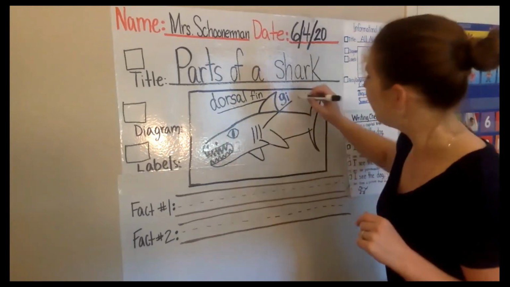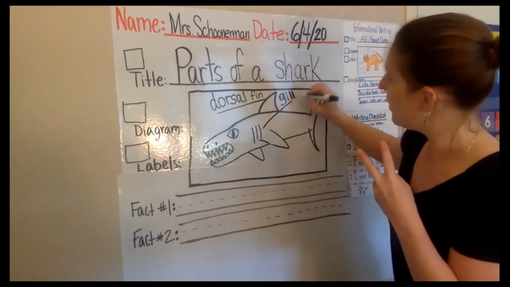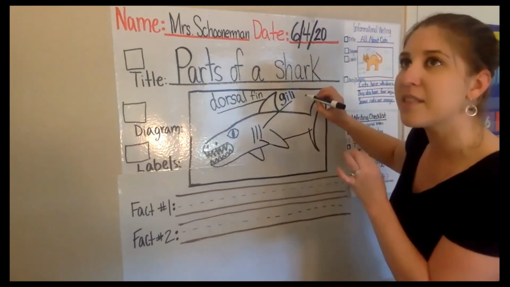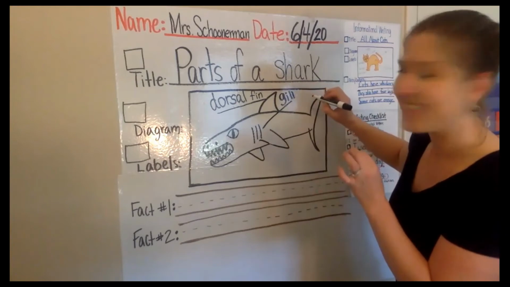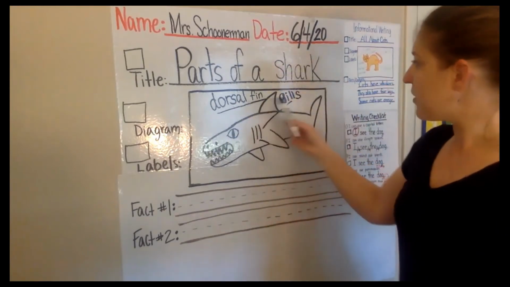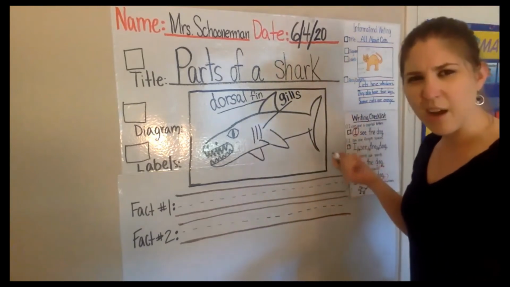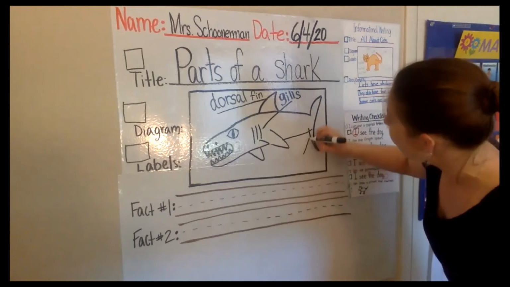And it's actually two L's, so add two L's and an S at the end. Gills. Okay, we've got dorsal fin, gills. What's that at the end? What is that called? A tail.